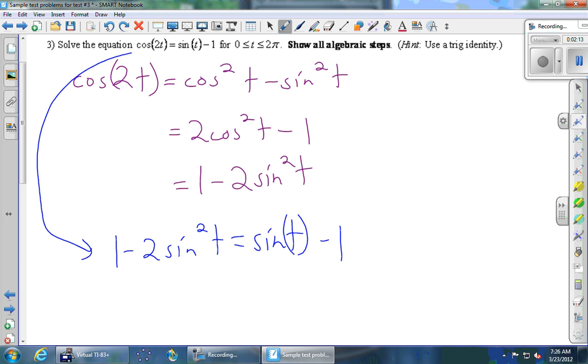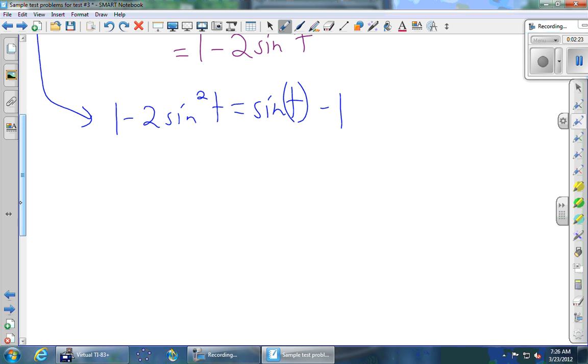Okay, I see a sine squared, I see a sine. It feels quadratic. And if it's going to be a quadratic because of that squared, then we want one side equal to 0. Let's bring everybody to the right-hand side. 0 equals. So we had minus 2 sine squared. Add it to both sides. It becomes plus 2 sine squared. On the right-hand side, we already had sine t. It doesn't change. And then on the right-hand side, we had minus 1. We're going to subtract the 1 from the left-hand side as well. So subtract 1 from both sides, and it becomes minus 2.